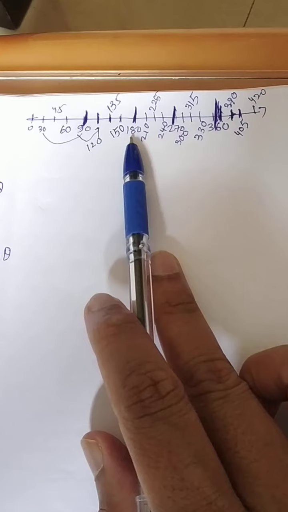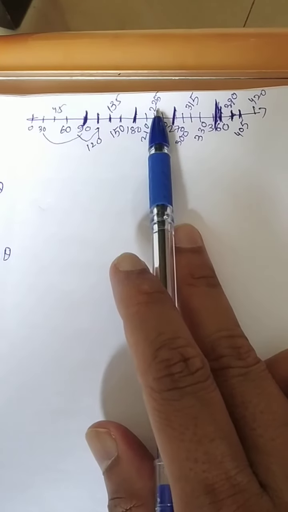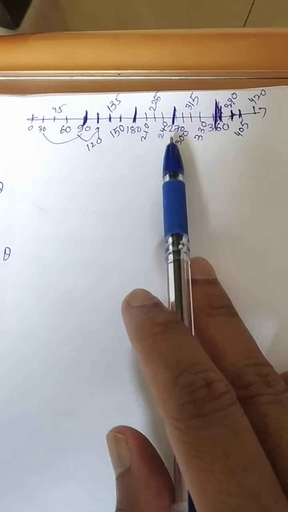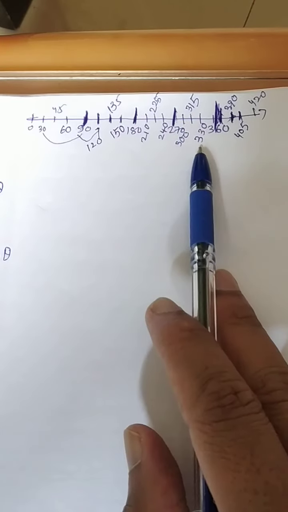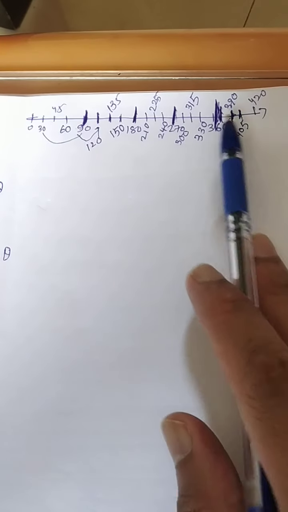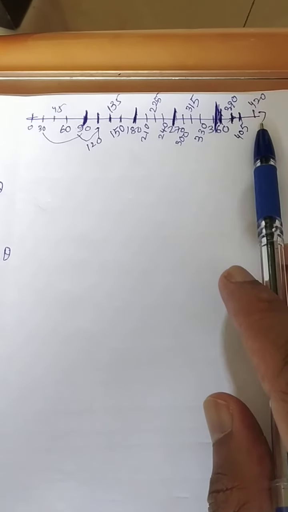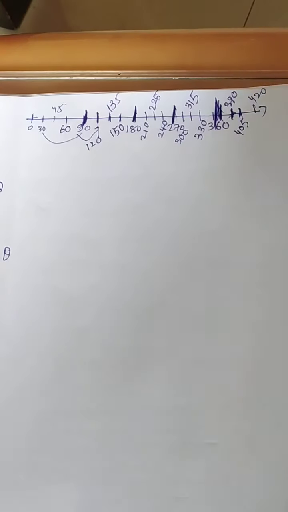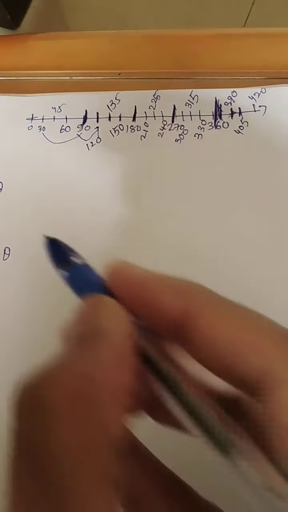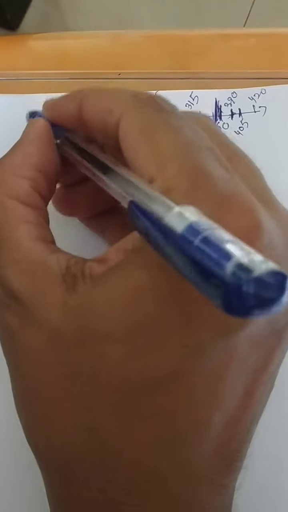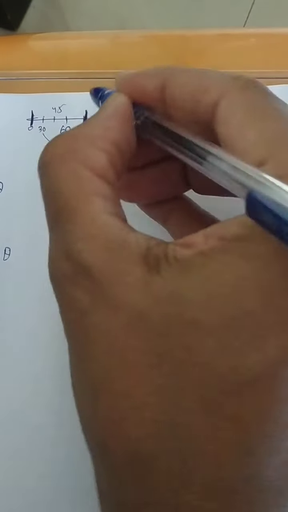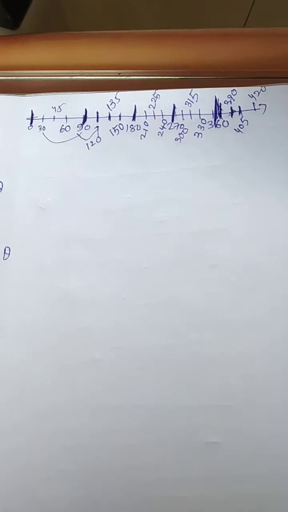So after 180 you will get 210, 225, 240. After 270, 300, 315, 330. After 360, 390, 405 and 420. So this many angles you can get. Suppose I am asking you any question. Now these are the known ones. The dark line is nothing but the known one.